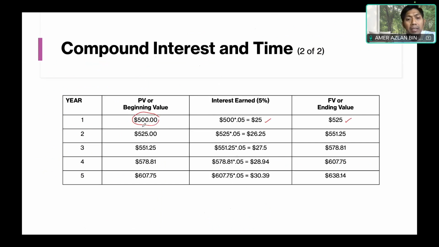Moving on to the second year, you will have a new beginning value of 525, and you earn another interest of 5%, which is 26.25. And this 26.25 is further added to the beginning value of 525. Therefore, at the end of year 2, the value of your investment increases to 551. You see, this is the effect of compound interest.